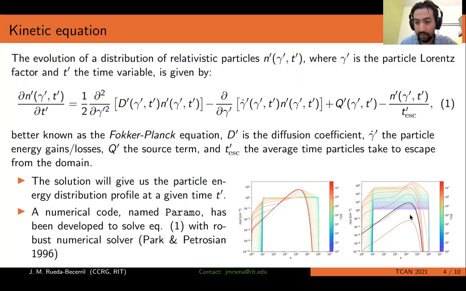But as particles escape the system, we lose them. Okay, so this is the first ingredient for what we want to achieve. We want to achieve simulating a dynamical distribution of particles, which is what we have in relativistic jets. So this kinetic equation will give us that part for the particles.